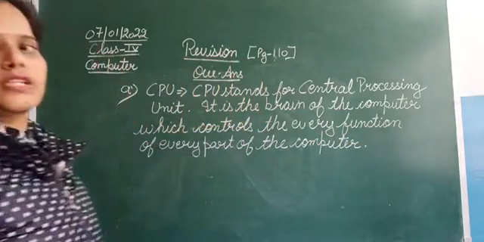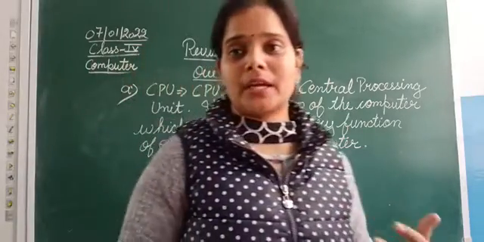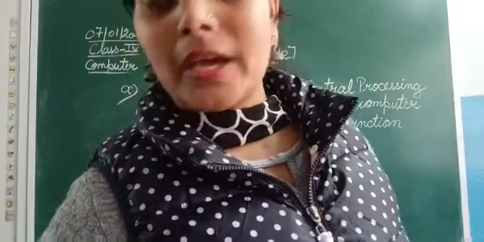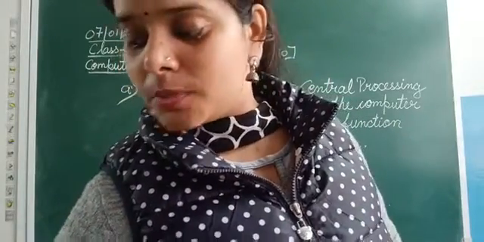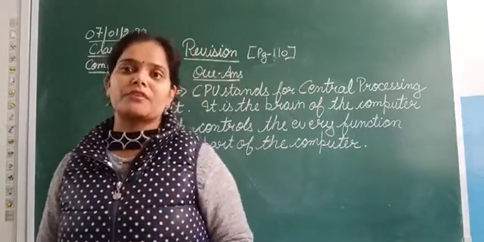So CPU stands for Central Processing Unit. It is the brain of the computer which controls every function of every part of the computer. That's why it is known as a brain, as our brain controls our body functions. Whatever we do is controlled by our brain only. Similarly, CPU is also known as the brain of the computer, and it controls each and every function.